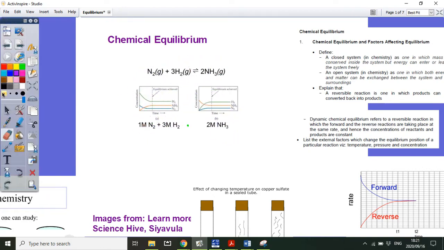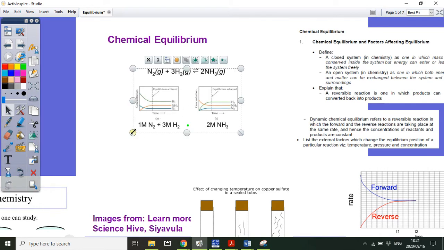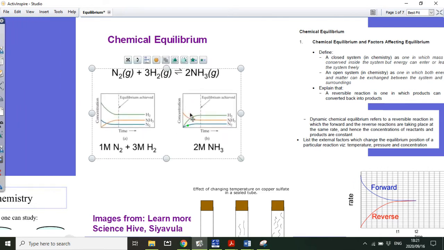So if we look at this, it is called the Haber process. You find it in papers often. You don't need to know the names of the industrial processes, but they often give them to you in papers. So what happens here is we've got N2 and H2 forming NH3.